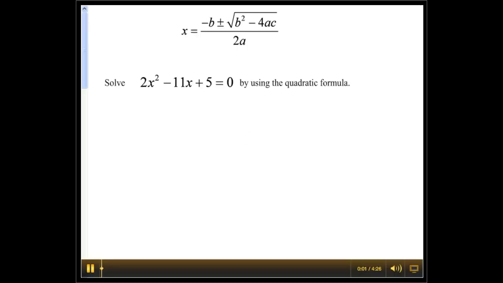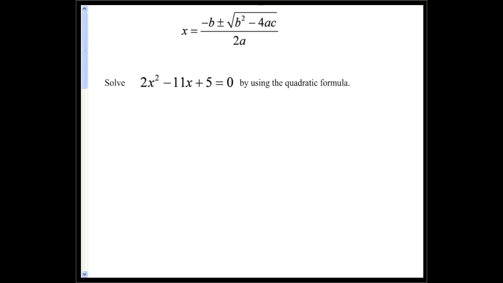In this lesson, we're going to solve quadratic equations using the quadratic formula. In order to use the quadratic formula, your quadratic equation must be in standard form, which means it must be set equal to 0. So the quadratic formula is the opposite of b plus or minus the square root of b squared minus 4ac all over 2a.